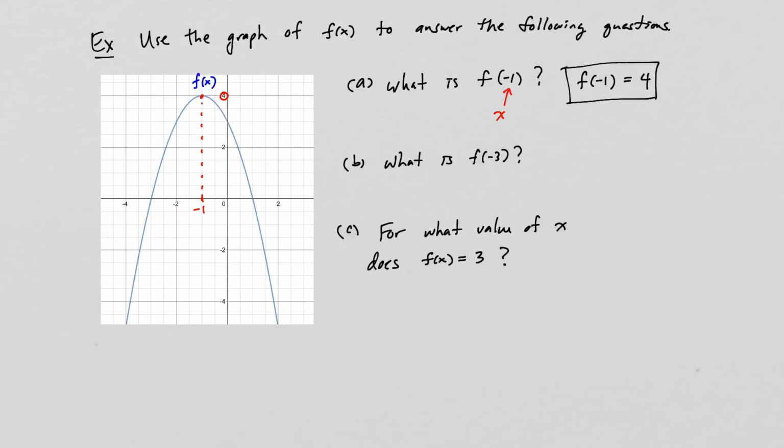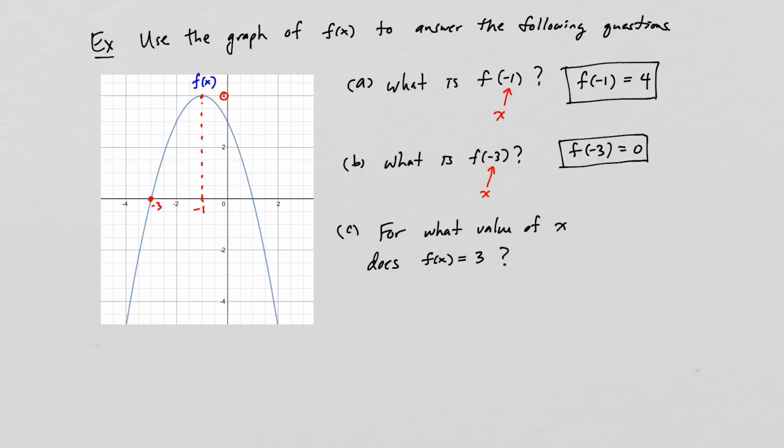So in part B, what is f of -3? Again, -3 is the x value, and you can see the graph crosses the x-axis right there. So that means the y value at -3 is 0. And finally, we can do it the other way around. For what value of x does f of x equal 3? See, now you're being told that the y value is 3. If the y value is 3, what is the x value associated with that?